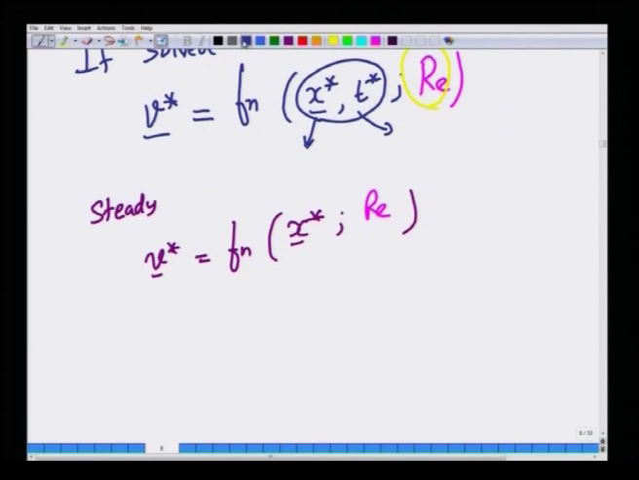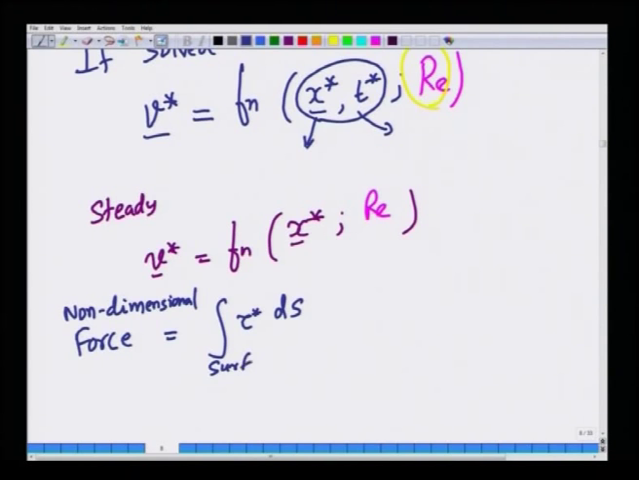Now, if you were to find the drag force from this, the non-dimensional force will be the integral of the viscous shear stress over the surface of the sphere, roughly speaking. Now, this is evaluated at the surface of the sphere. That means that you are integrating over various positions. So, the non-dimensional drag force will be a function only of Reynolds number. This is exactly what we found even in pure dimensional analysis without worrying about Navier-Stokes equations. But the Navier-Stokes equations also tell the same thing.